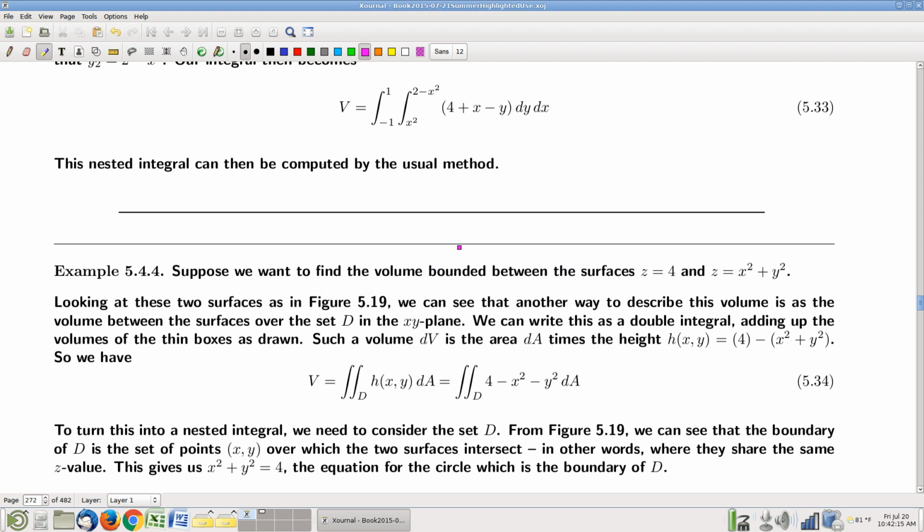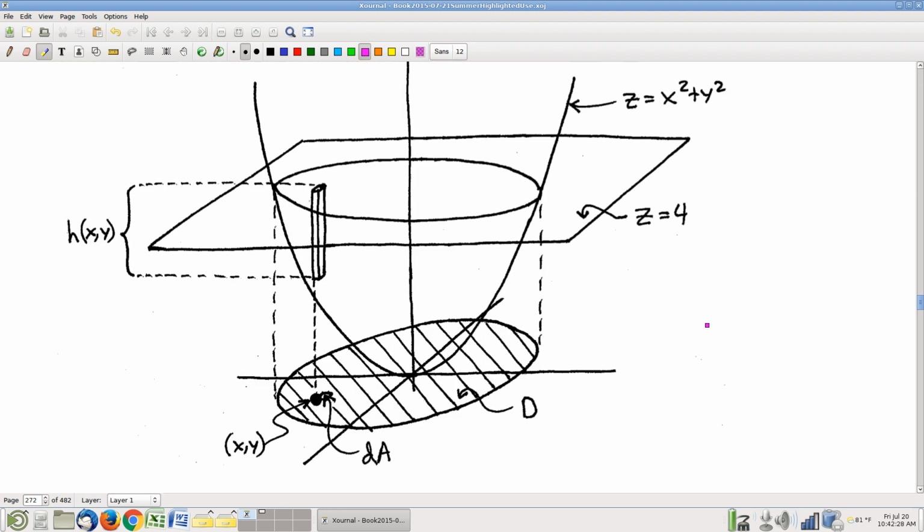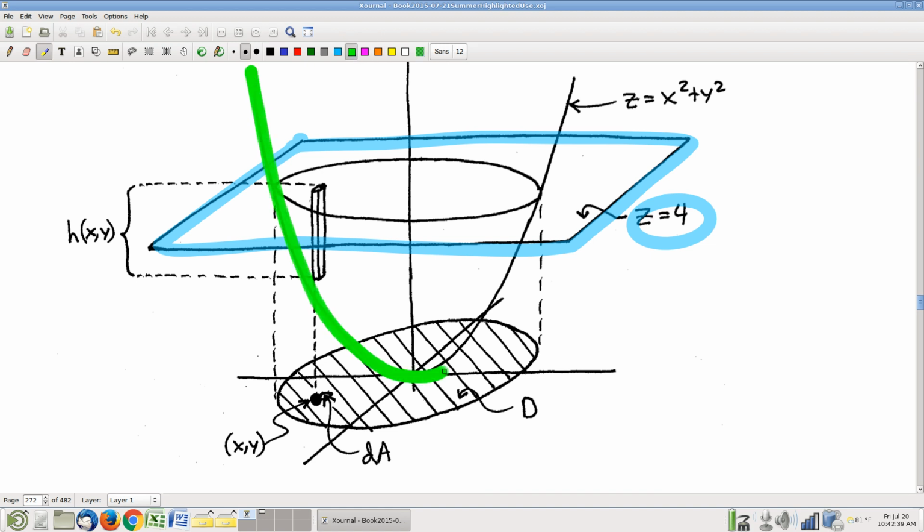Notice that we have a plane. That's a horizontal plane. It's easy to draw, right? And we have a paraboloid. We're pretty good at drawing those at this point, I hope. And so here's our picture. So the plane has that equation. The paraboloid has that equation. And what is it that's bounded between?